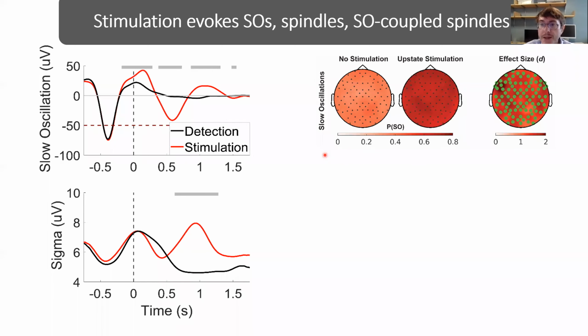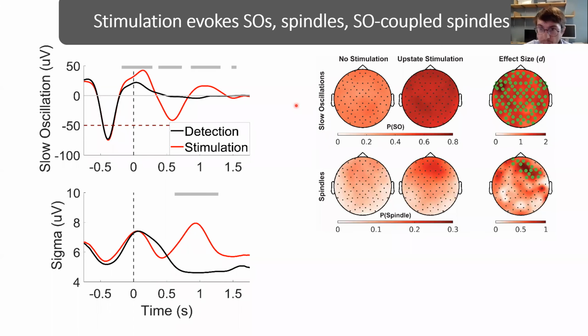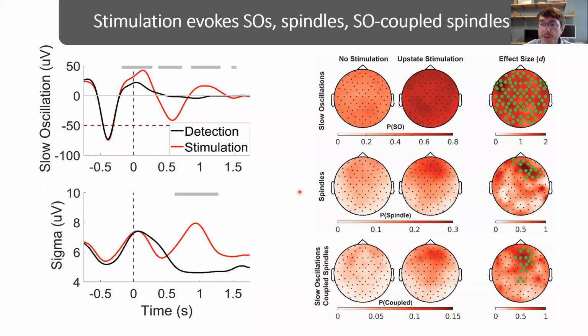And what we find, as you could see from this graph, is that we definitely increase the probability of evoking oscillations compared to no stimulation with these auditory stimuli. And that's basically across the entire brain. If you look at spindles, we do increase the probability of evoking spindles primarily frontally with the stimulation. And if you look at these slow oscillation coupled spindles, you see that we also increase the probability of evoking these.